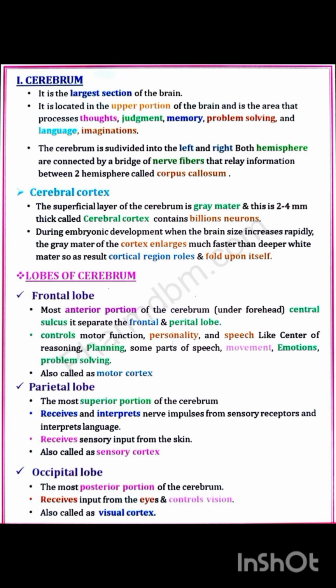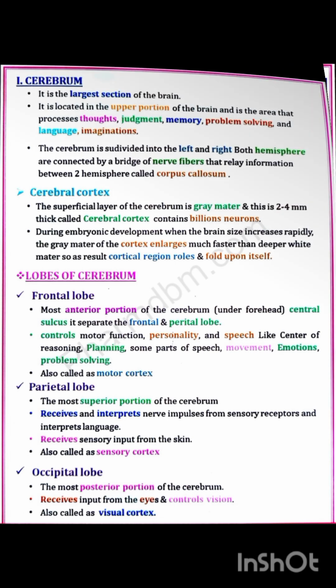Parietal lobe, the most superior portion of the cerebrum. It receives and interprets nerve impulses from the sensory receptors, interprets language, and receives sensory input from the skin. It is also called the sensory cortex. Occipital lobe: it is the most posterior portion of the cerebrum, receives input from the eye and controls vision. It is also known as the visual cortex.